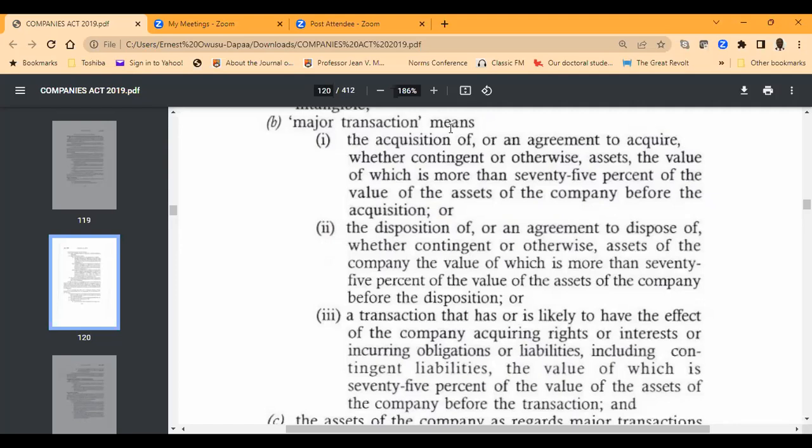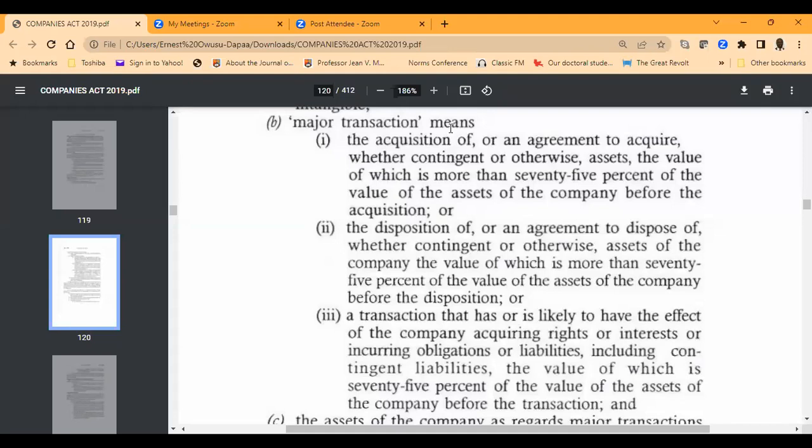If you are going to acquire anything where the value of it is more than 75% of the value of the assets before the transaction you embark upon, then that's a major transaction. Or (ii) if you are going to enter into a transaction to dispose of, or an agreement to dispose of, whether contingent or otherwise, assets of the company, the value of which is more than 75% of the value of the assets of the company before the disposition, then that is also a major transaction.